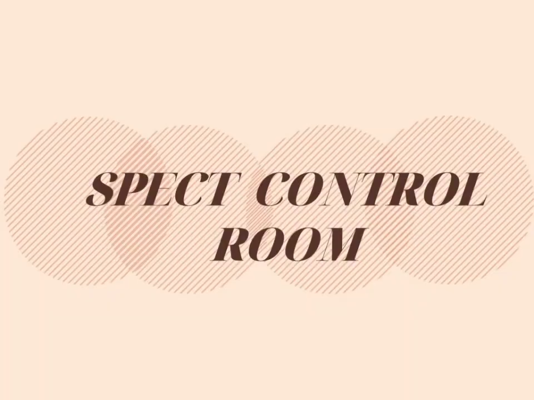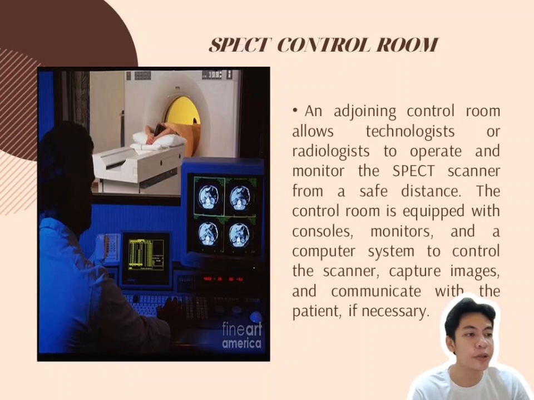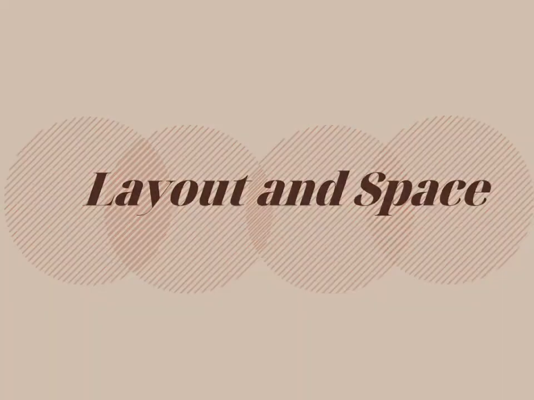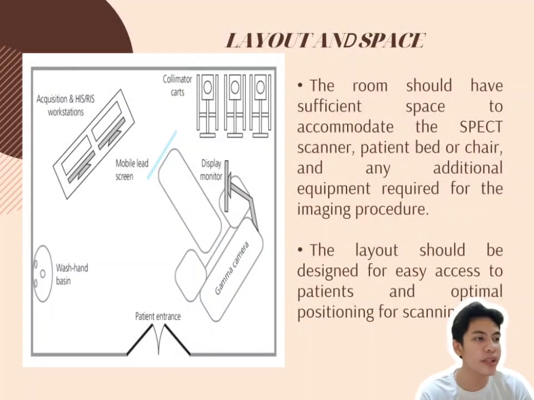SPECT control room. An adjoining control room allows technologists or radiologists to operate and monitor the SPECT scanner from a safe distance. The control room is equipped with consoles, monitors, and a computer system to control the scanner, capture images, and communicate with the patient if necessary. Layout and space. The room should have sufficient space to accommodate the SPECT scanner, patient bed or chair, and any additional equipment required for the imaging procedure. The layout should be designed for easy access to patients and optimal positioning for scanning.